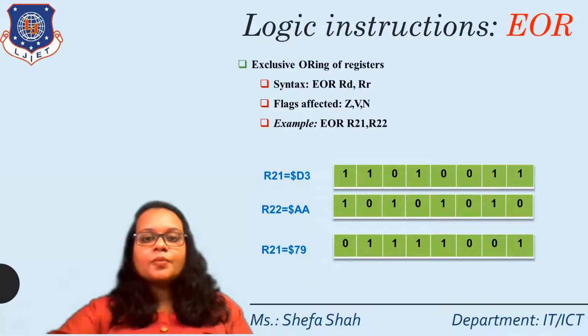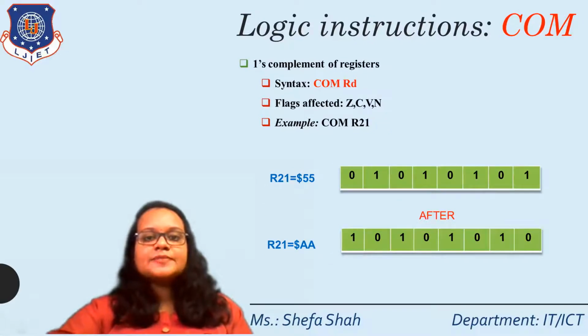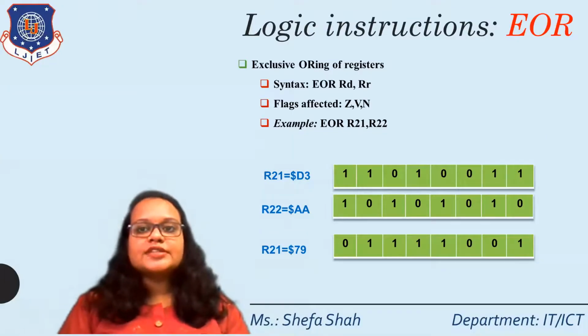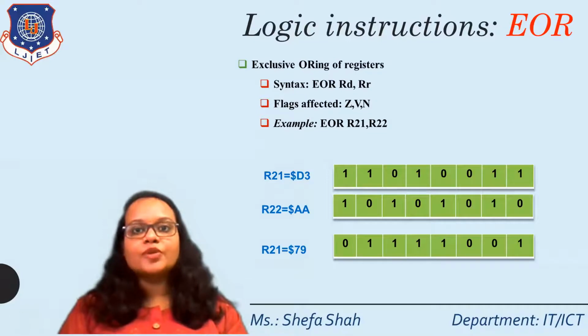Clear? Now next, the logical instruction is exclusive OR. In exclusive OR, if both inputs are 1, or both inputs are 0, then the result will be 0. If only one of the inputs is 1, then the output will be 1.